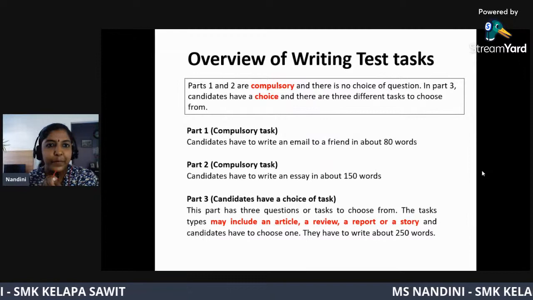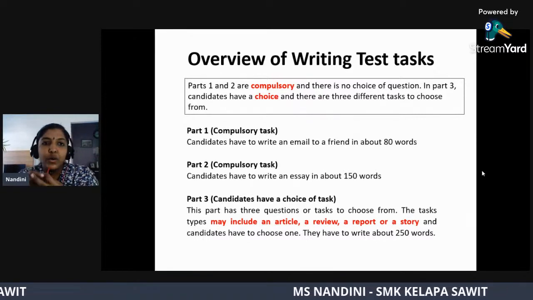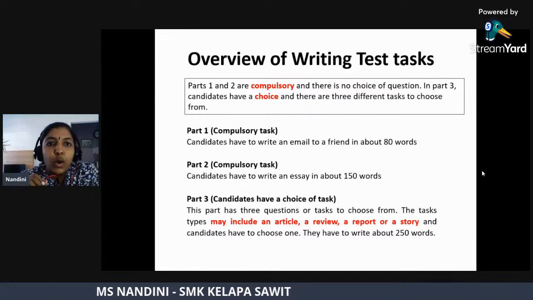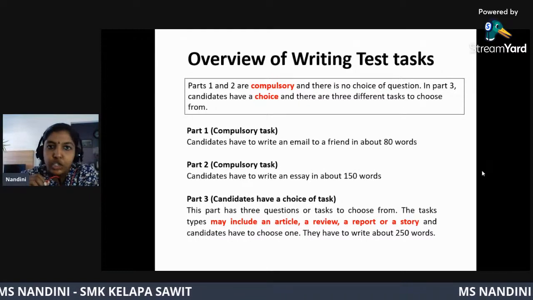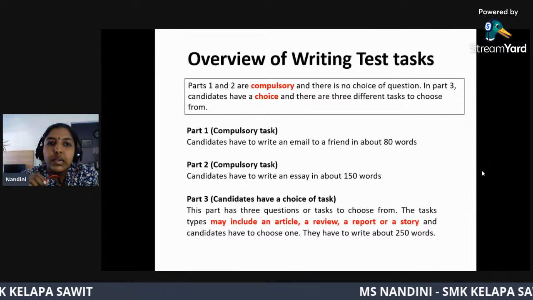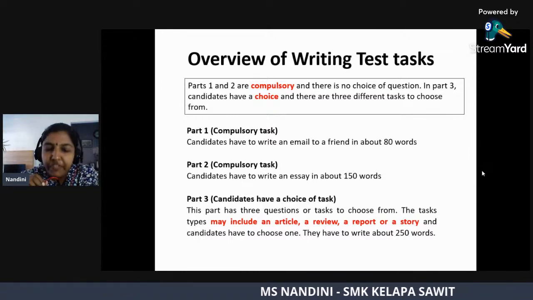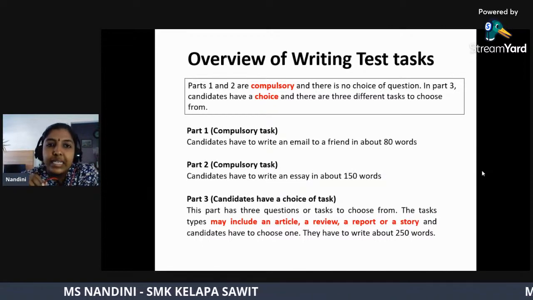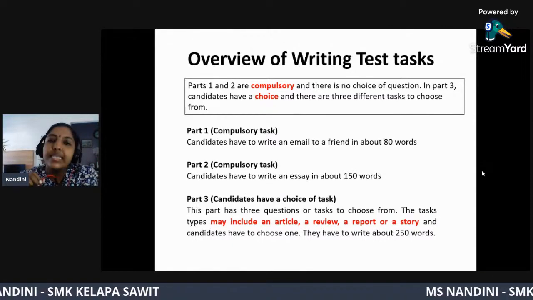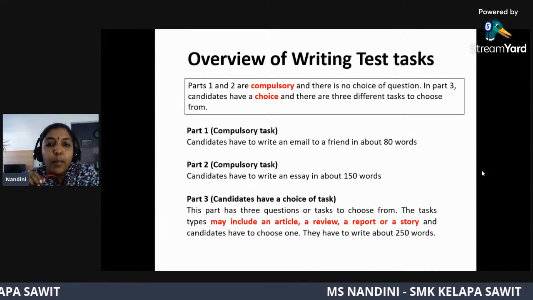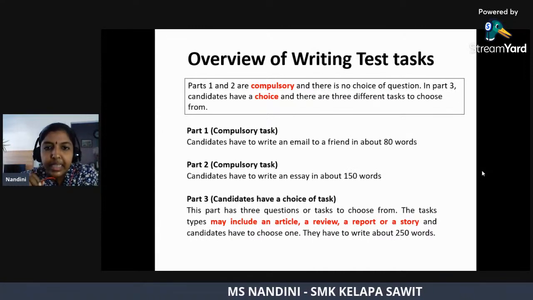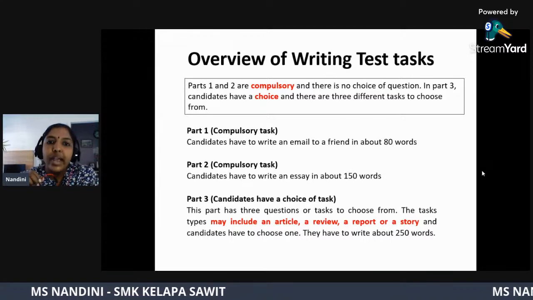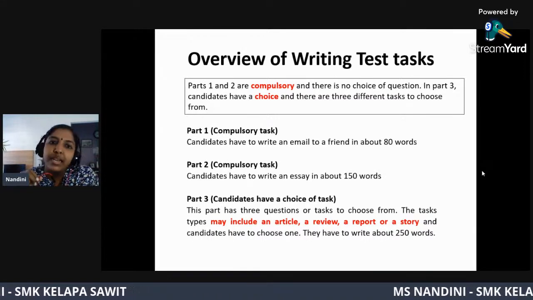Okay, so this is part 1, part 2, and part 3, where 1 and 2 are compulsory and there isn't a choice. The first part will be an informal writing, usually to a friend or a cousin or a family member, and it is about 80 words. Some teachers often ask me, can they go more than that? I would say the more they write, the tendency to make mistakes is greater.